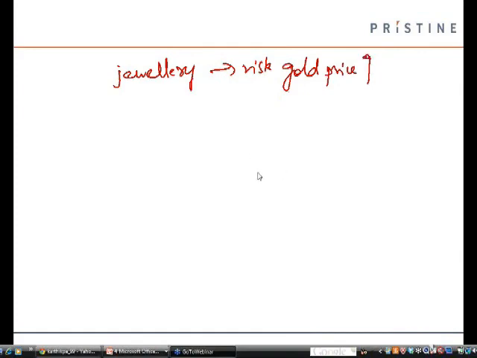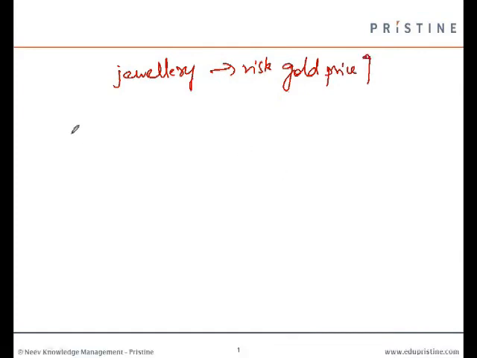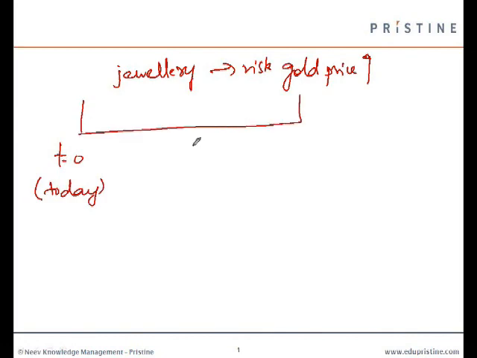Right? So in order to avoid this risk, won't it be nice that at time t equal to 0, that is today, you enter into some kind of an agreement to purchase gold sometime in future, sometime forward in time. Okay, let's say 1 year later. So today you enter into an agreement with the gold miner saying that 1 year down the line, I'll purchase gold from you. But the price of the gold that I purchase 1 year down the line is determined today.